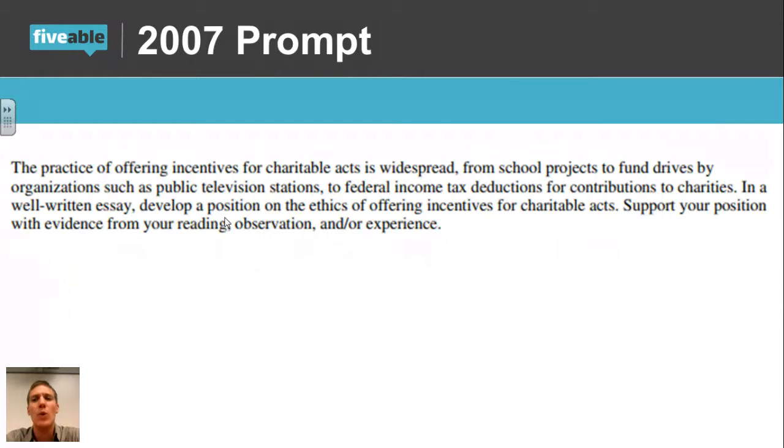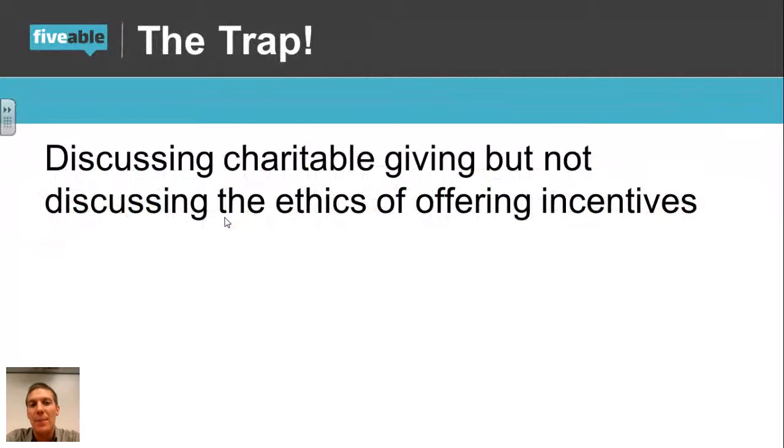Take a second. What do I have to write about here? If I was about to write, what do I have to do? And what is the trap that other people are going to fall into? Here's the trap. So many students do this. They discuss charitable giving, but they do not discuss the ethics of offering incentives. I'm going to say it again. They talk about the importance of giving money away, but there's no talk about ethics.